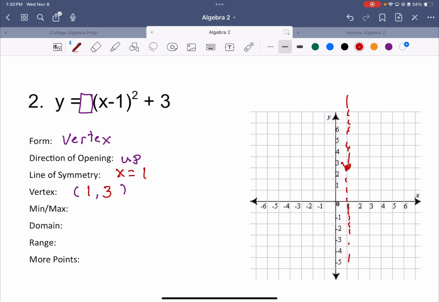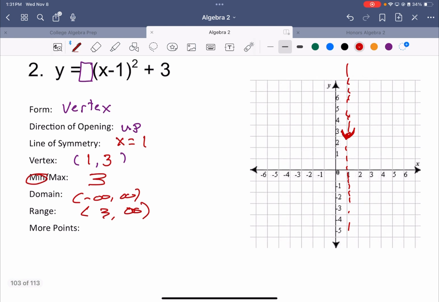Now we said it goes up, so it goes like this. So is it a max or a min? Minimum. What's my y value at the vertex? 3. Domain is always the same: negative infinity to infinity. The range, what's the lowest point? 3. What's the highest point? Infinity. Very good.